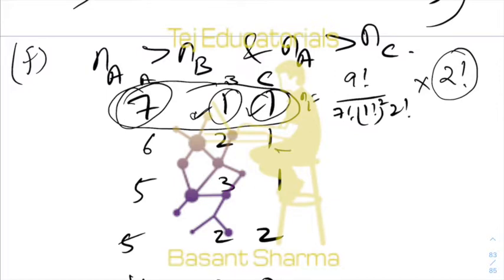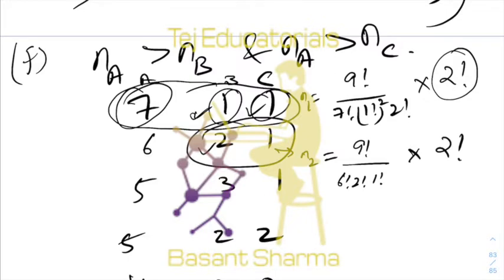Then for this one, you have 9 factorial by 6 factorial, 2 factorial, 1 factorial. And again you have two possibilities: either the group of size 2 will go to B, or it will go to C. So there are 2 factorial ways in which you can distribute these two groups.